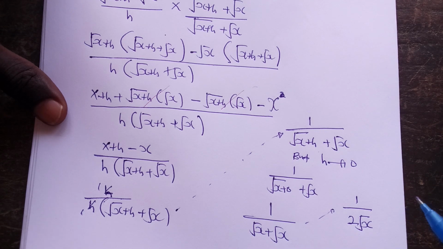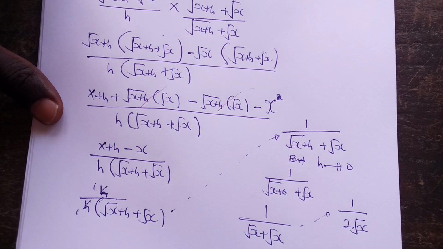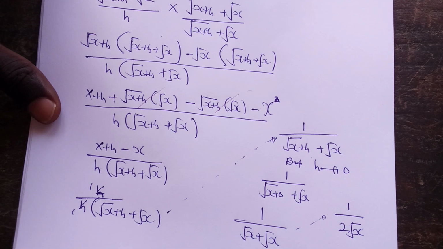So this is what we are asked to differentiate in respect to the problem that we are given. Our answer then becomes 1 upon 2 root x.